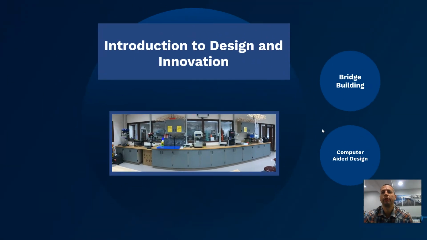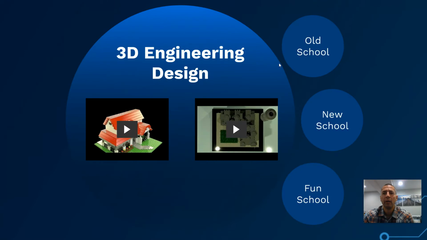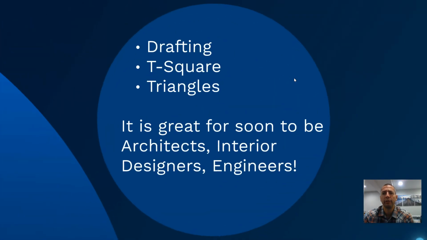After Introduction to Design and Innovation, students can enroll in 3D engineering and design or architectural design. Both of these classes will offer a student a more in-depth study into these topics. The 3D engineering one will engage students in the old school methods of engineering. We need to stress how important it is to know how to use the drafting supplies like T-squares and triangles, and it's great for soon-to-be architects, interior designers, and engineers.